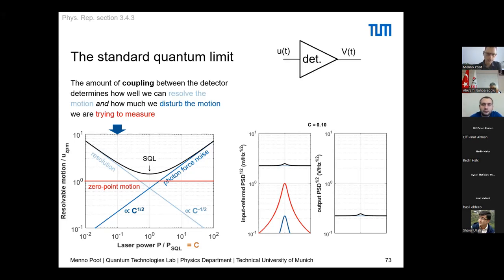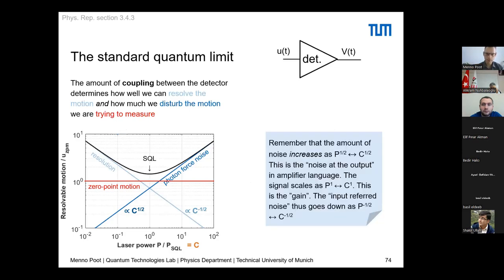And then, when thinking back about this amplifier picture for our detector, we have to remember that if we increase the power, the noise also increases. We saw that the amount of noise increased as the square root of the laser power, in other words, as the square root of the coupling. But this is really the noise that is added at the output. So we can also see this detector as something that has a gain proportional to the power. We saw before that the signal is proportional to the laser power, in other words, proportional to C. So that would be the gain of this amplifier picture.